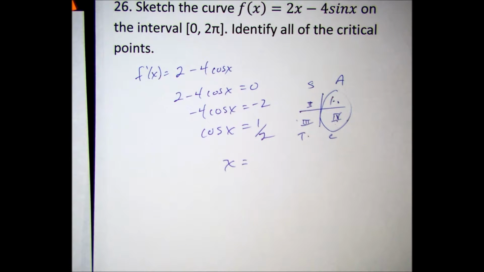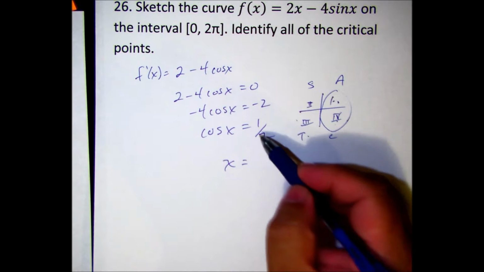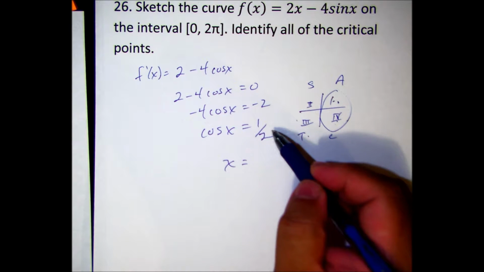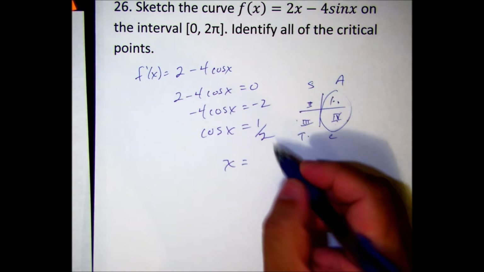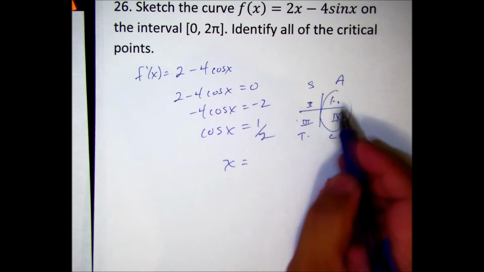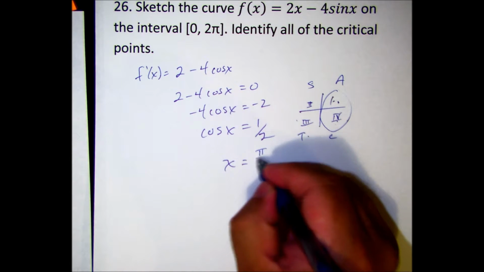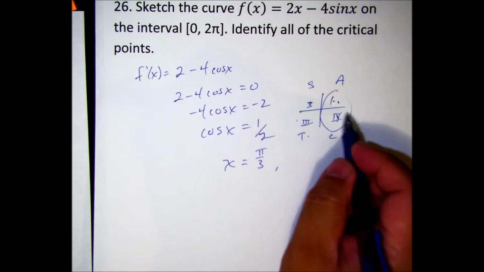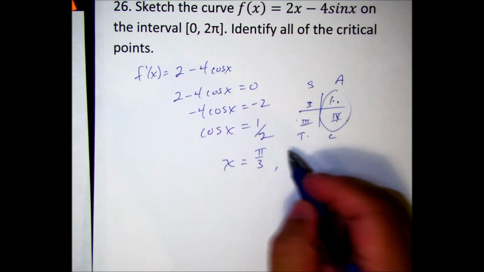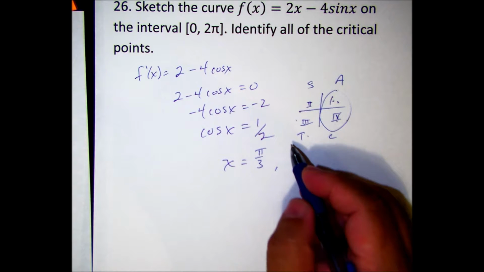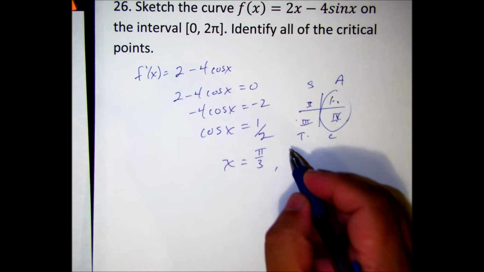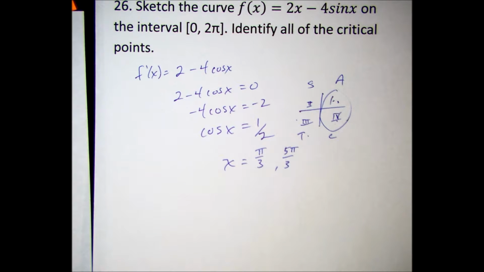Alright, so that said, what are the angles that are going to give us a cosine of positive 1/2? Pi over 6 is for sine, so for cosine it's going to be pi over 3. That's going to be in the first quadrant. In the fourth quadrant, it's just shy of 2 pi. 6 pi over 3 is 2 pi, so it's going to be 5 pi over 3. Okay. Alright, so those are critical values.